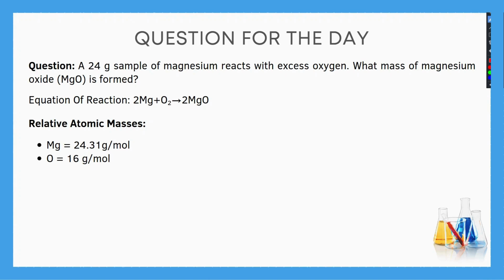On today's episode of Question for the Day, we have this question that says a 24-gram sample of magnesium reacts with excess oxygen. What is the mass of magnesium oxide, MgO, that is formed? We've been given the balanced equation of the reaction, and we've been given the atomic masses of all the elements, magnesium and oxygen. So let's solve this question step by step.